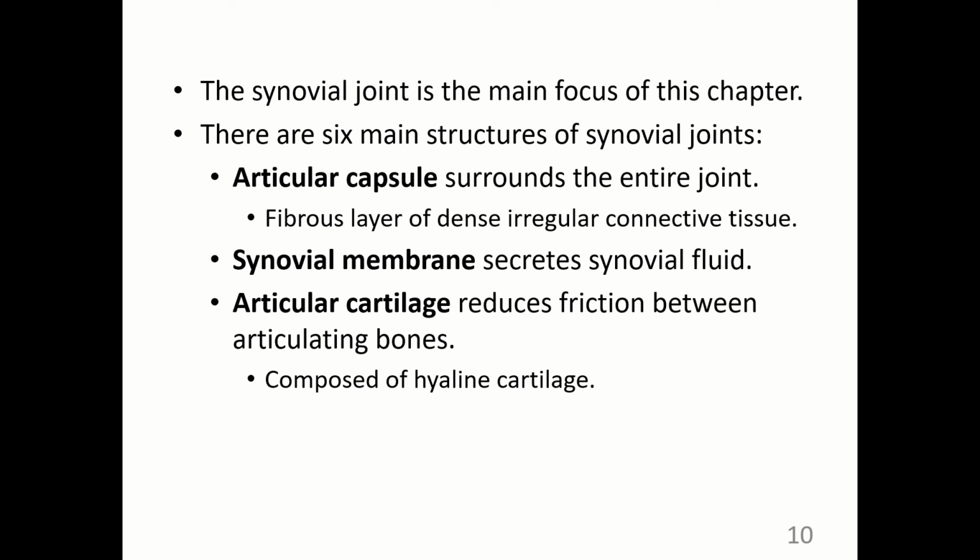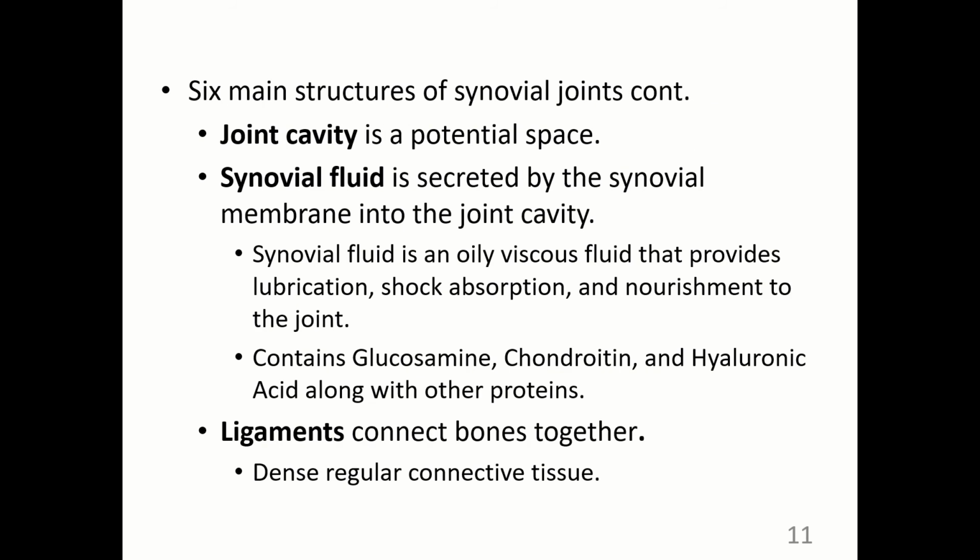There are 6 main structures of synovial joints. The articular capsule, which surrounds the entire joint, is made of a fibrous layer of dense irregular connective tissue. The synovial membrane secretes synovial fluid. The articular cartilage reduces friction between articulating bones and is composed of hyaline cartilage. The joint cavity is a potential space. Synovial fluid is secreted by the synovial membrane into the joint cavity.